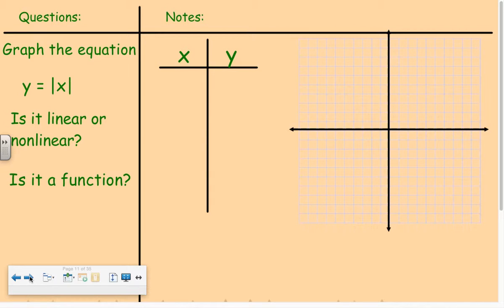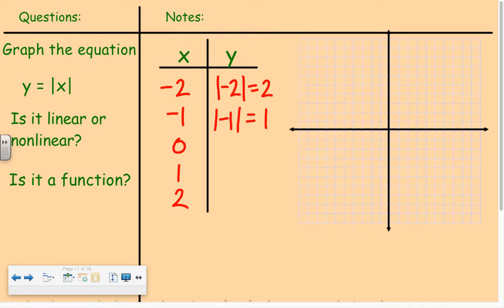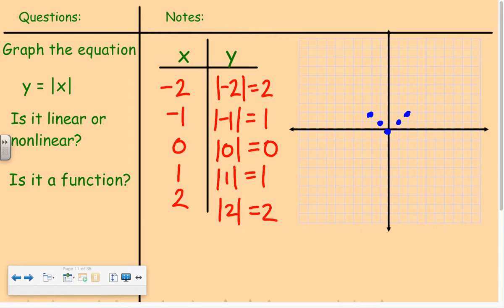All right, now I've got the absolute value of x. So the absolute value of -2 is 2, because the absolute value is always positive. It's the distance from 0. Absolute value of -1 is 1. Absolute value of 0 is 0. Absolute value of 1 is 1. Absolute value of 2 is 2. So -2, 2. -1, 1. 0, 0. 1, 1. 2, 2.